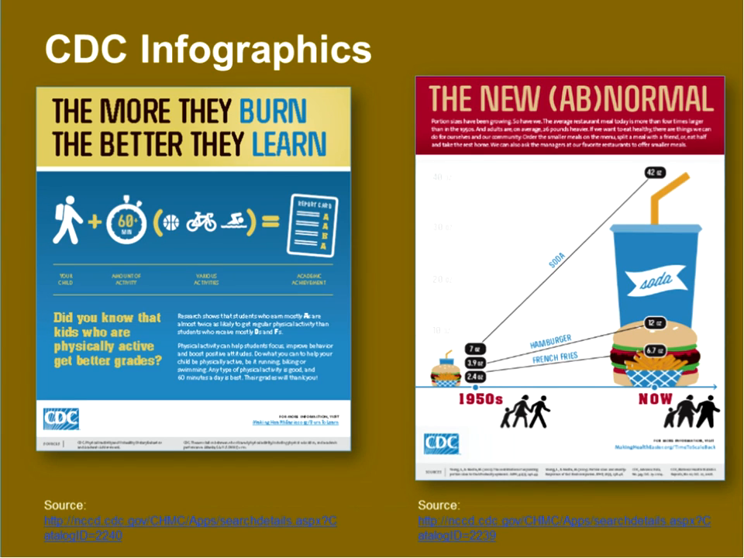Finally, we want to mention that social math can be very effective in infographics. Infographics are an accurate representation of data in pictorial form to help tell the story inherent in the data. The social math is immediately visible in these two examples, both available from the CDC. On the left, in the more they burn, the better they learn, we can see how 60 minutes of activity can translate into academic success. In the new abnormal, the difference in portion size is a powerful visual social math statement. It quantifies a change over time with a context that anyone can understand.